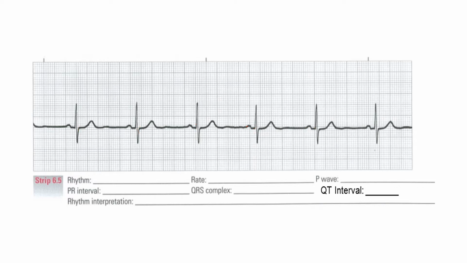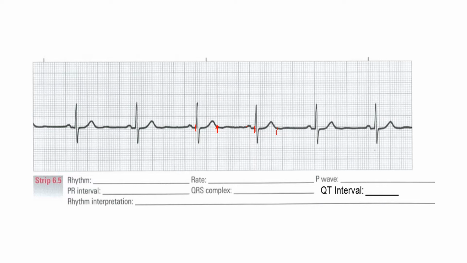Your QT intervals, you measure from the beginning of the R, since this one doesn't have a Q, to where the T wave meets the isoelectric line. So let's see what we got here. It looks like not quite 10 boxes, so about 9, so 0.36 to 0.38 maybe.